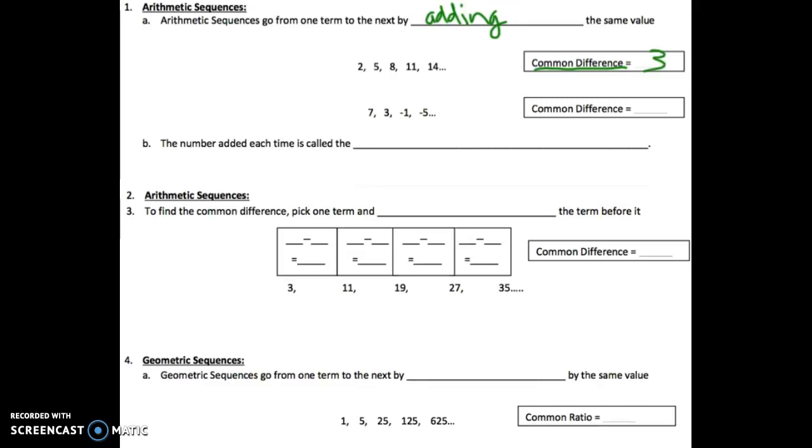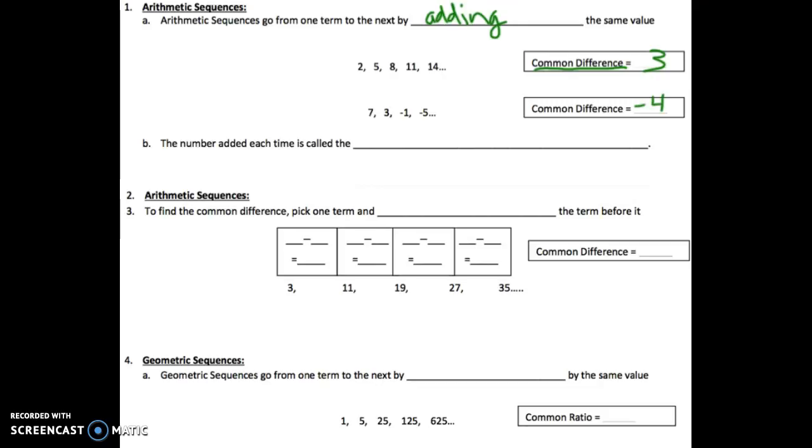The next example, 7, 3, negative 1, and negative 5, is a little bit more difficult, I would say, because you're technically still adding, but in this case, the numbers are going down. So you have to consider what is the difference. 7 plus what number gives me 3? 3 plus what number gives me negative 1? Negative 1 plus what number gives me negative 5? In this case, the common difference is negative 4.